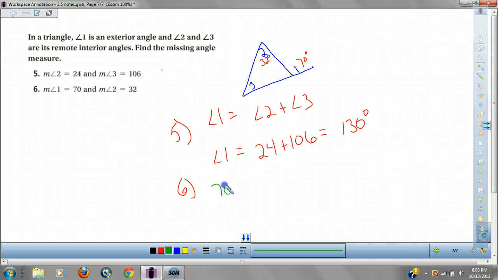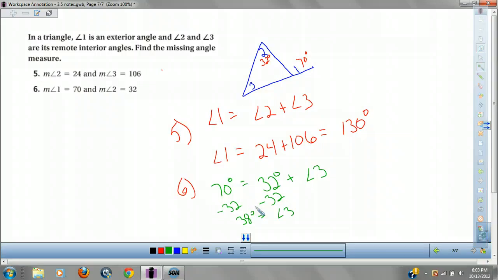So 1 equals measure of angle 2 plus angle 3. So I subtract my 32 from both sides. And I get 38 equals angle 3. And we're done. Okay? So that's all I have for you for this one, guys.